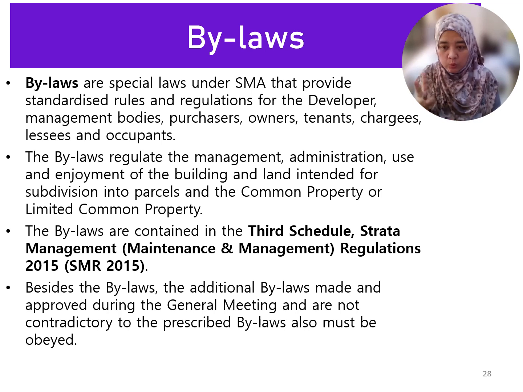Now, besides the bylaws, besides the undang-undang kecil, there are additional bylaws. So, ada two types of bylaws. One, okay, the bylaws yang standard. The second one is additional bylaws made and approved during the general meeting and are not contradictory to the prescribed bylaws that also must be obeyed. So maknanya dia ada prescribed bylaws. Prescribed tu maknanya yang standard punya, standard bylaws per third schedule SMR.